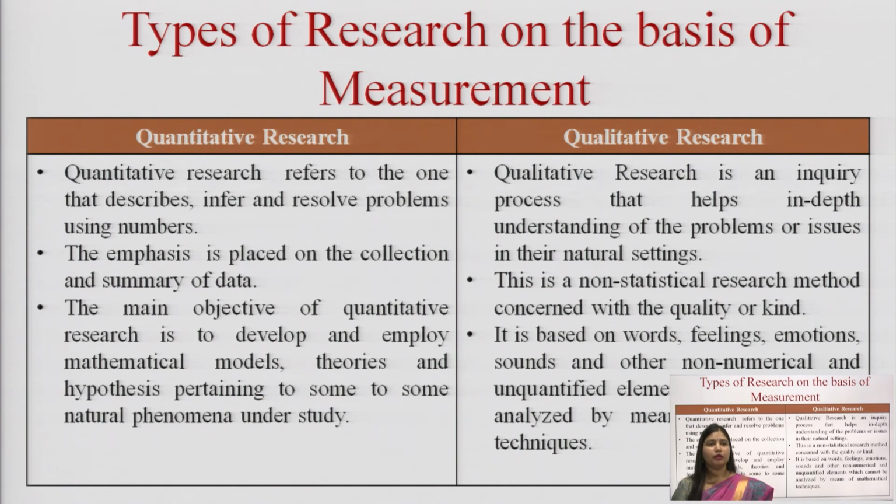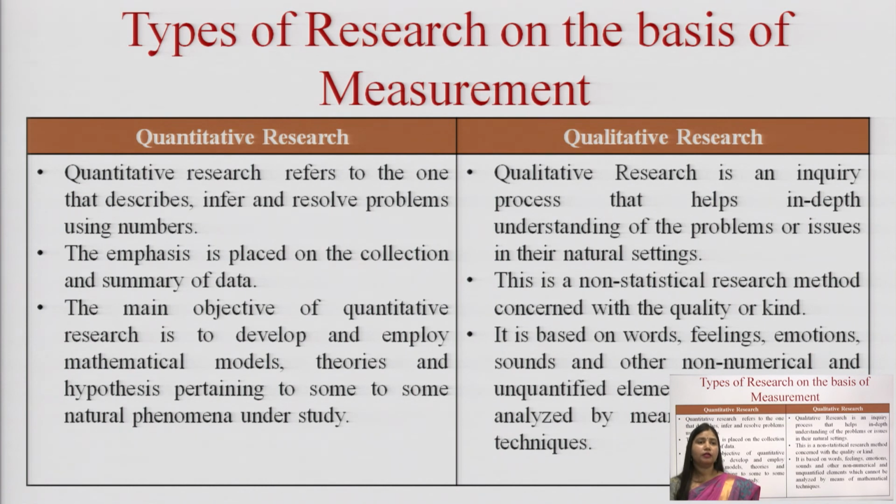Then again in the quantitative research emphasis is placed on the collection and the summary of the data. In this type of research we emphasize the collection of the data. We collect the data, we evaluate it, process it, and after that we come to a conclusion which is purely based on the data analysis. But the qualitative research is a non-statistical research method concerned with quality or kinds. Basically it involves non-statistical methods, meaning we are not using data, we are not using mathematical tools to get to the conclusion.